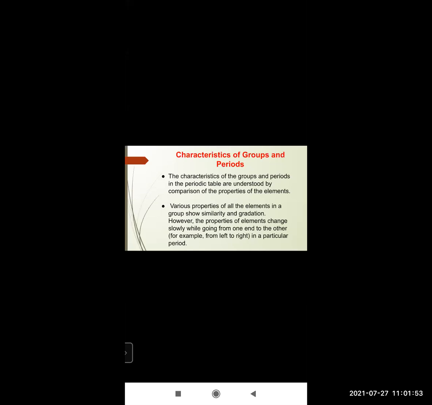So the properties of elements change slowly while going from left to right, that is from one end to the other end in a particular period. So this is about the characteristics of groups and periods. Clear? Now, if you see on page number 22, one activity is given.